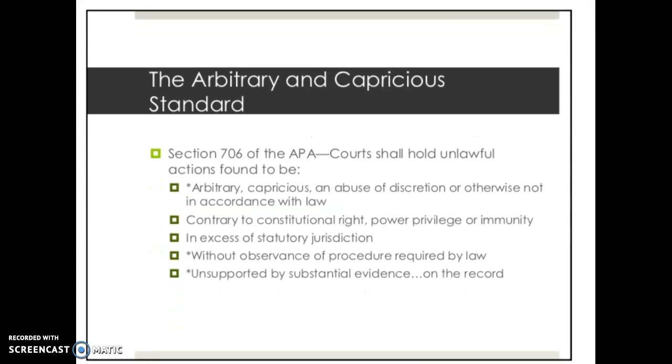So there's something called the arbitrary and capricious standard. Section 706 of the APA says courts shall hold unlawful actions found to be arbitrary, capricious, an abuse of discretion, or otherwise not in accordance with the law. So arbitrary means without observance of the procedure required by the law, and capricious means unsupported by substantial evidence or not on the record. So, not following the actual procedure within the law.